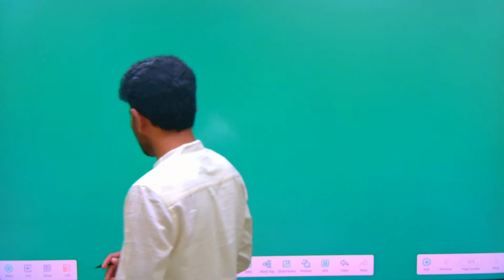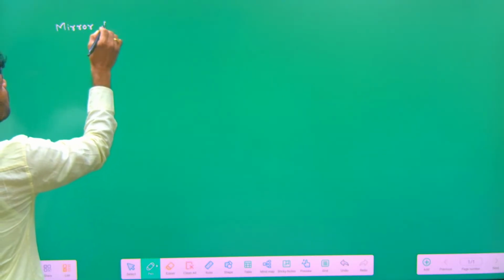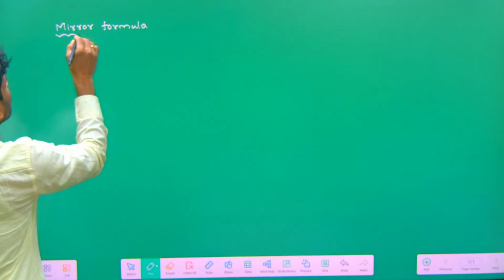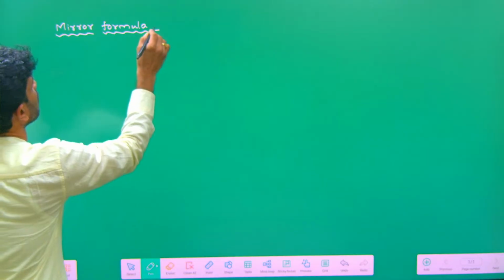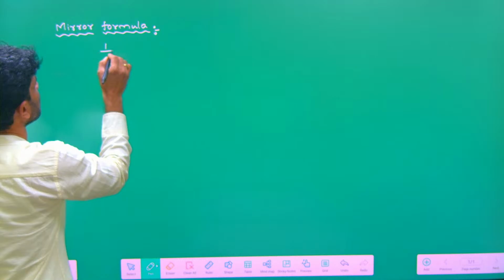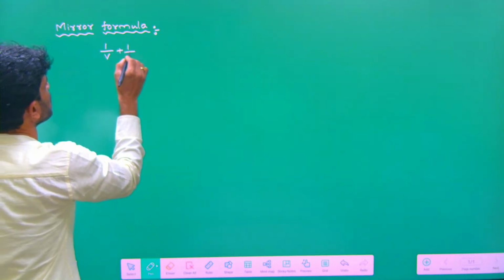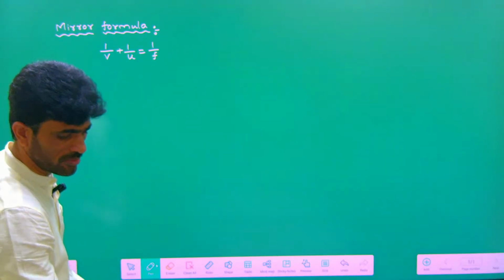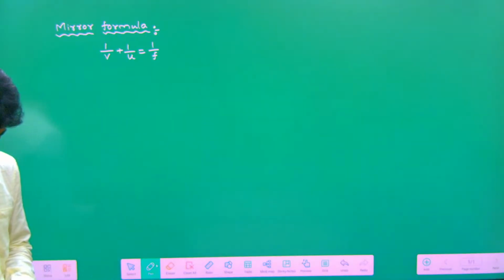Okay, now let us see here. First, the mirror formula we have. This we have to remember, important first one. What is the mirror formula? 1 by v plus 1 by u is equal to 1 by f.